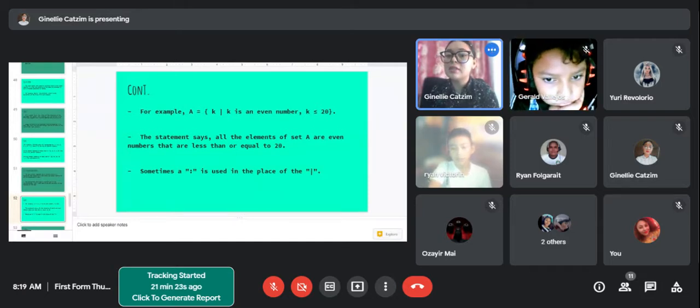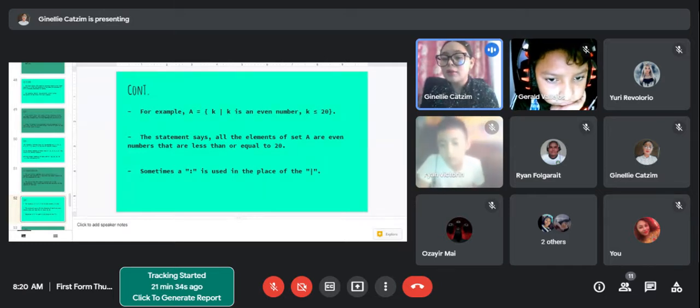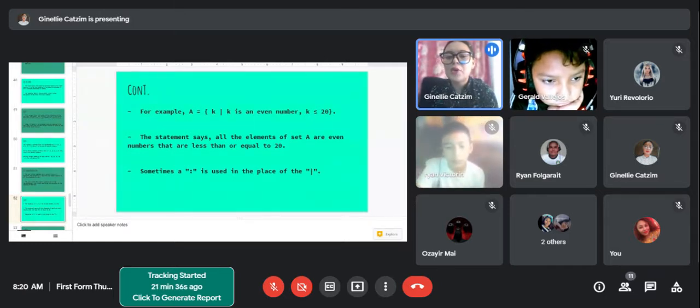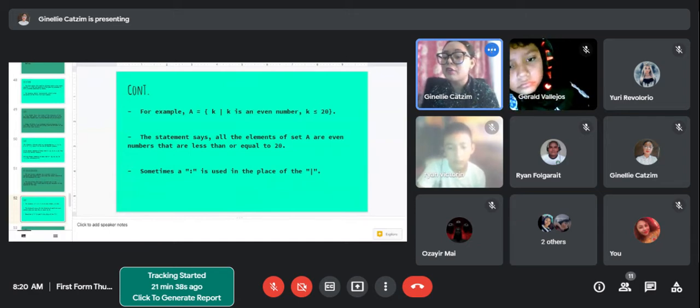So the statement says all the elements of set A are even numbers that are less than or equal to 20. So sometimes a colon is used in the place of the vertical bar.